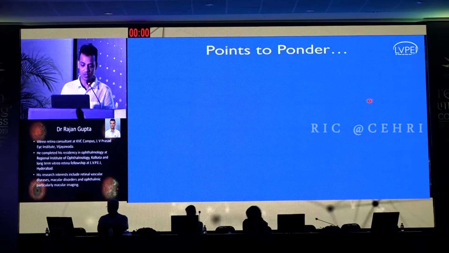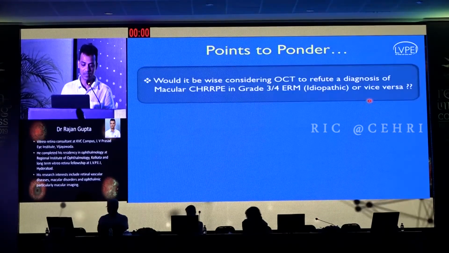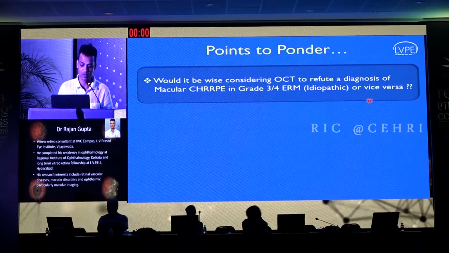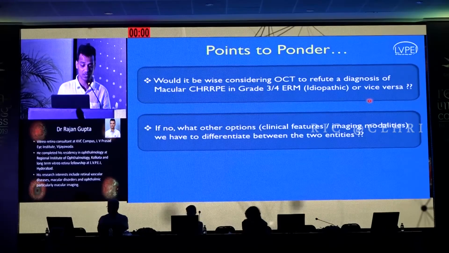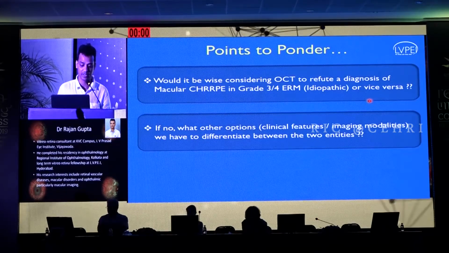So I would just like to conclude with certain questions to the panelists: would it be wise, considering OCT, to refute the diagnosis of macular combined hamartoma of retinal pigment epithelium in grade 3 or 4 ERM or vice versa? If no, then what other options, clinical features, or imaging modalities do we have to differentiate between the two entities?